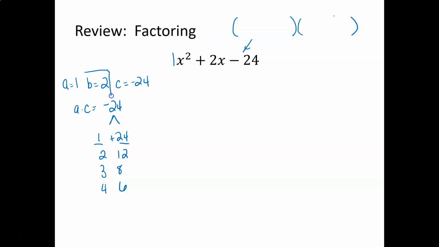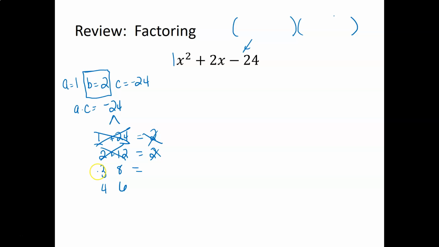So I need some way to narrow down these options. Well, remember, I am replacing that B term. I need to replace the B term with whatever these two things are. So I need these to add to be 2. If I make the 1 a negative, negative 1 plus 24 is 23. If I make the 24 a negative, negative 24 plus 1 is negative 23, so it can't be that one. If I make the 2 a negative, negative 2 plus 12 is 10. And if I make the 12 a negative, negative 12 plus 2 is negative 10, and so it can't be that one because it doesn't equal 2.